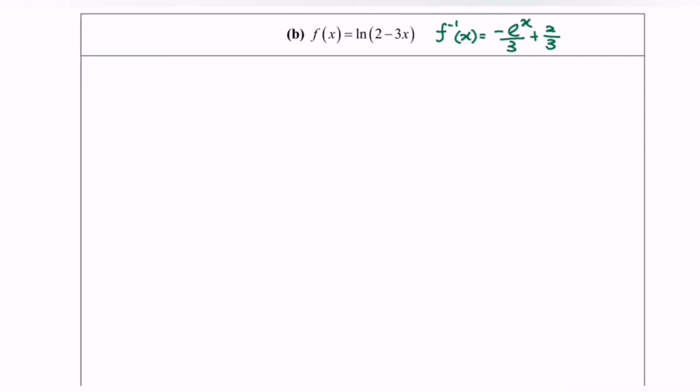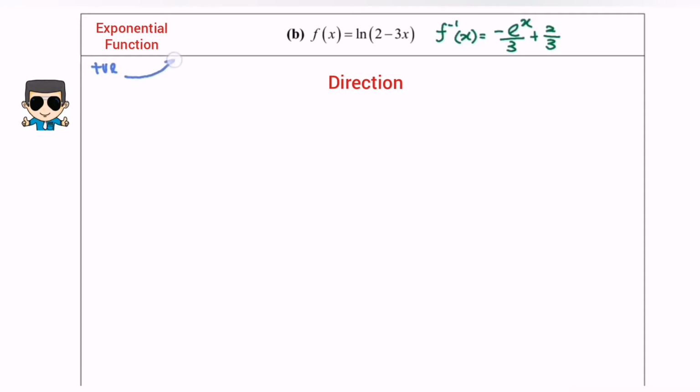Hello everyone, in this video I'm going to discuss the exponential function, mainly how to sketch the graph for the f inverse. Basically, we need to refer to the power of the exponent. If the power is positive, the graph will be towards the right. If the coefficient of the power is negative, then the graph will be moving from the right towards the left. In this case, the situation is positive x, so our graph will be towards the right.